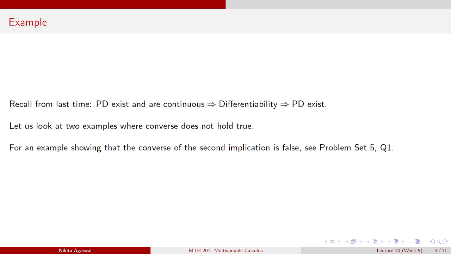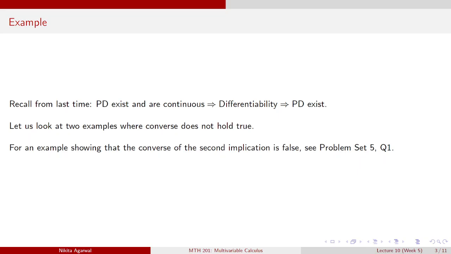So last time we discussed this set of implications. PD stands for partial derivatives here. If partial derivatives exist and are continuous, this implies differentiability. Existence of partial derivatives and their continuity was defined as what is called a C1 function. And by the definition of differentiability, differentiability implies partial derivatives exist.